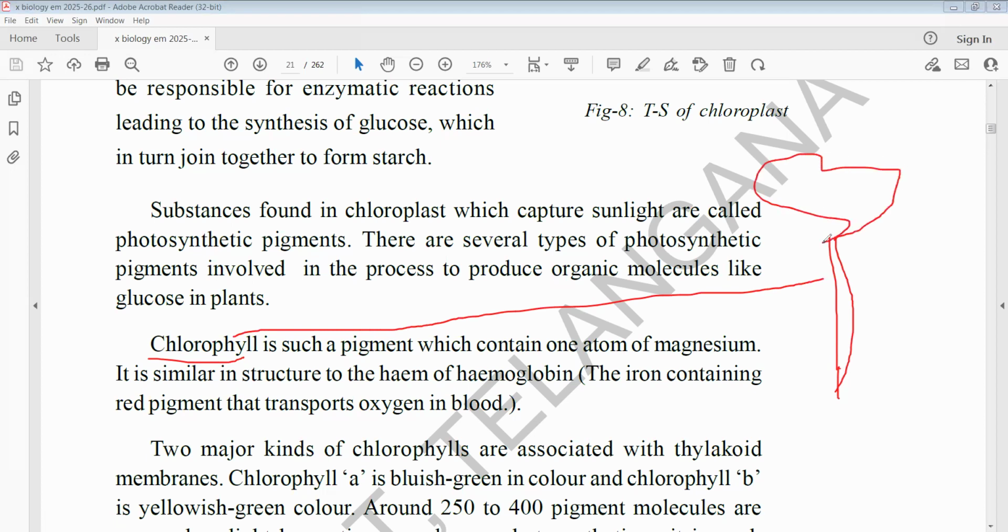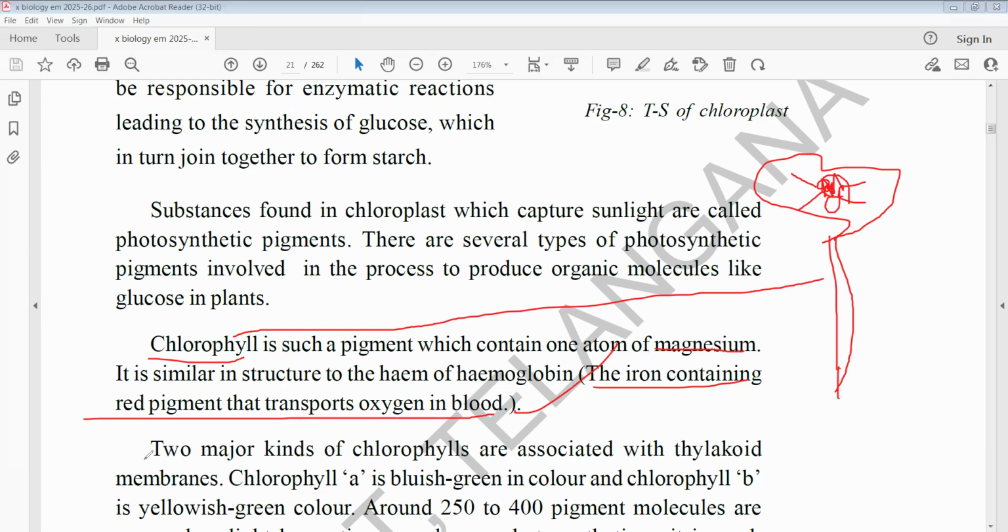In the head part, centrally there will be a magnesium, Mg, present. It is important for the examination level. So centrally located one Mg means magnesium. Surrounding the magnesium there will be 4 iron molecules present. 4 iron molecules, that is the heme part. Fe means iron, containing red pigment that transports oxygen in the blood.